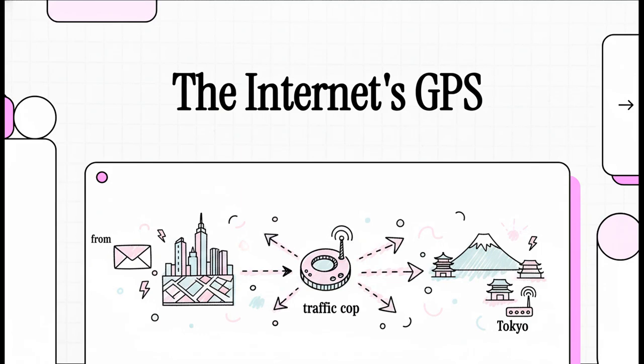You ever stop and think about how an email you send from, say, New York somehow finds its way to a server in Tokyo in like less than a second? It feels like magic, right? Well, it's not. It's actually this brilliant system of digital navigation, and it's all run by routers. They're basically the traffic cops of the internet. So today, let's take a look at the rulebook they use to direct all that traffic.